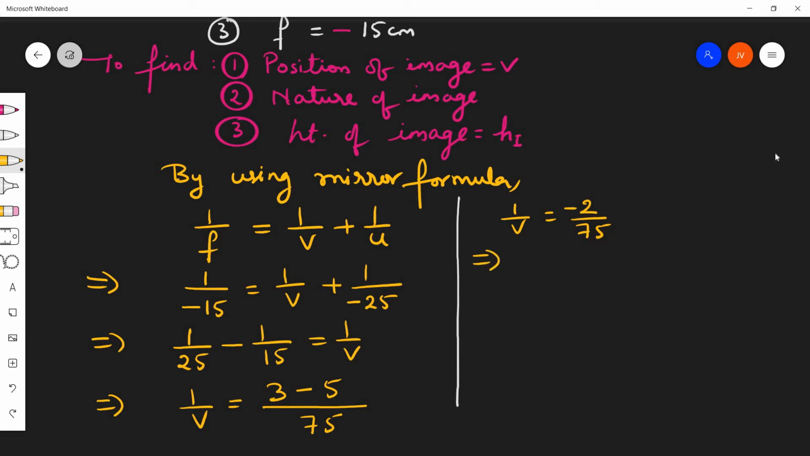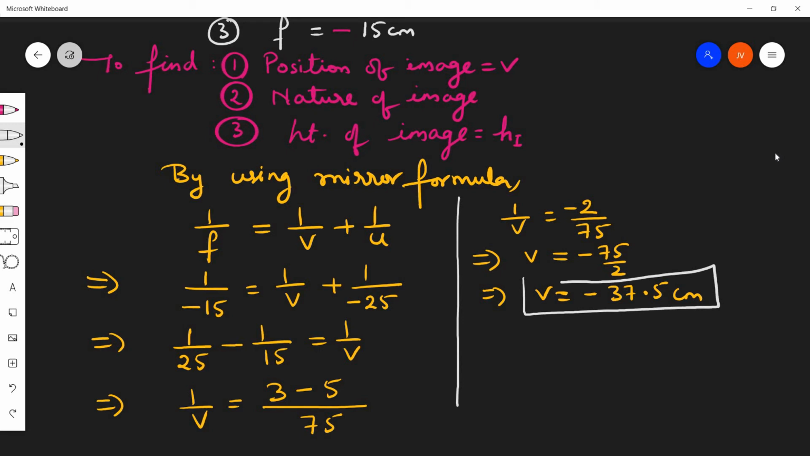And reciprocating, we will have 1/v is equal to minus 2/75, or v is, in decimal, minus 37.5, and we are working in centimeters, so I'll write the answer in centimeters. So the moment we get one of the physical quantities, we will give an instant conclusion. Here we have a negative sign for image distance.